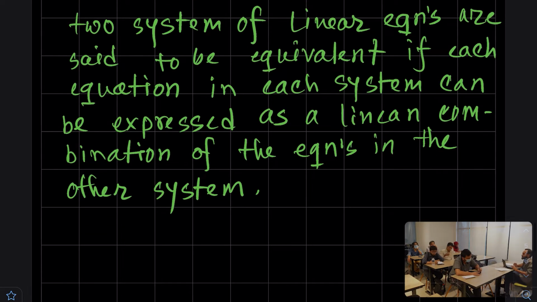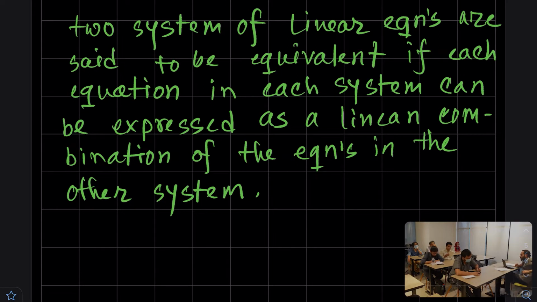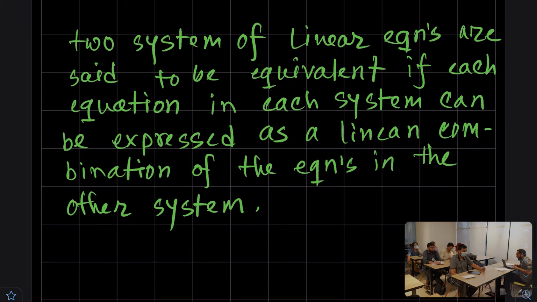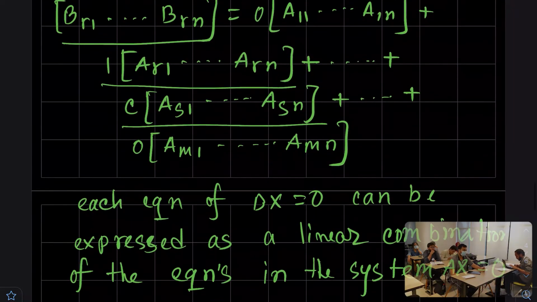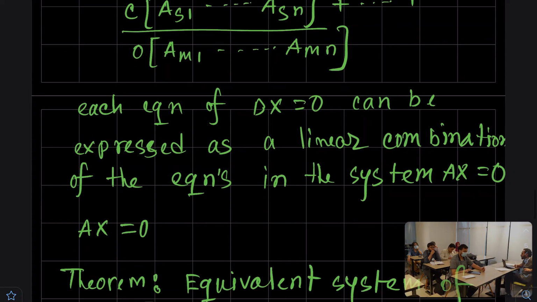So this was the definition. Two systems of linear equations are said to be equivalent if each equation in each system can be expressed as a linear combination of the equations in the other system. And in this proof, we already showed that Bx equal to 0, this system, is a linear combination of the system Ax equal to 0, right?